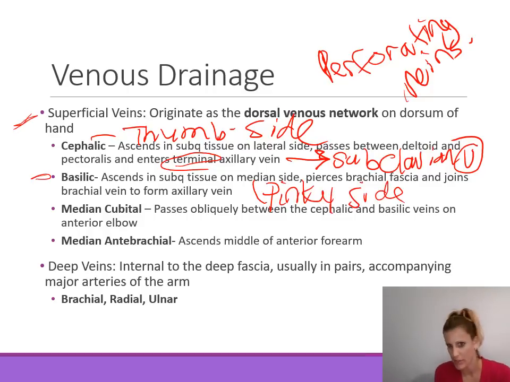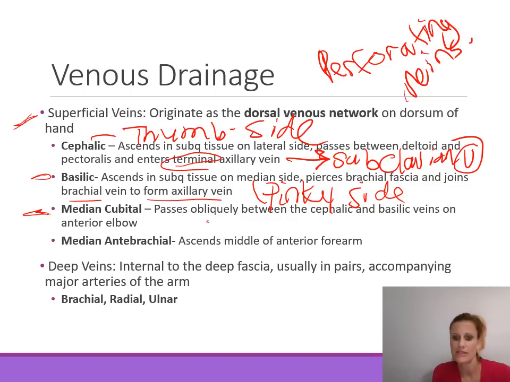The basilic vein ascends in the subcutaneous tissue on the medial side, or pinky side, of the forearm and arm. It merges a little bit sooner, or more distally. It pierces the deep brachial fascia, and it joins with the brachial vein to form the axillary vein. So the basilic vein is merging sooner, and then the axillary vein continues to travel, and then the cephalic vein joins with the axillary vein a little bit later. The median cubital vein passes obliquely between these two.